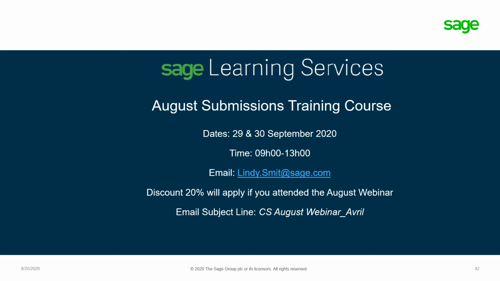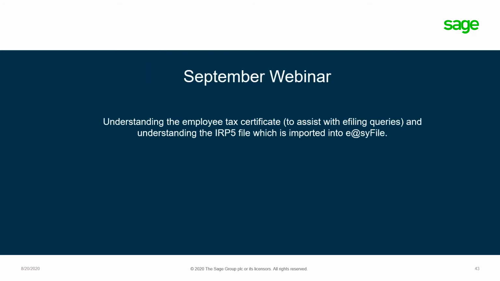Some information from our Learning Services Department. They'll be hosting an August submissions training course on the 29th and 30th of September from 9 o'clock to 1 p.m. If you require further information, please email lindy.smith@sage.com. If you have attended the webinar session, they'll be allowing you a 20% discount. When you send them an email, please put in CS August webinar _Avril. Our September webinar will be understanding the employee's tax certificate and understanding the IRP5 file, which is imported into EasyFile.